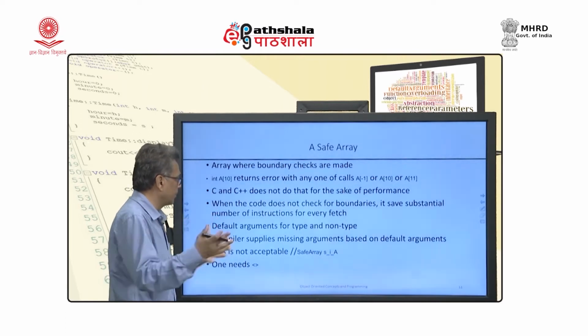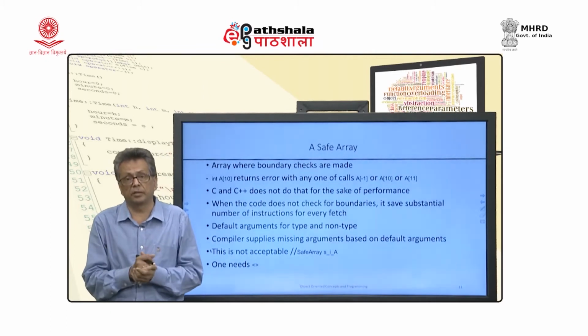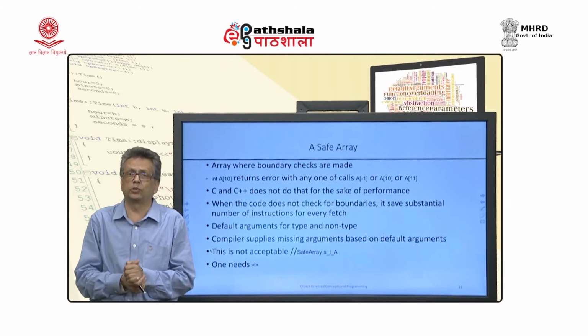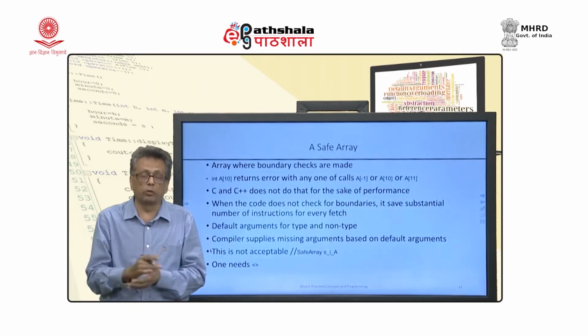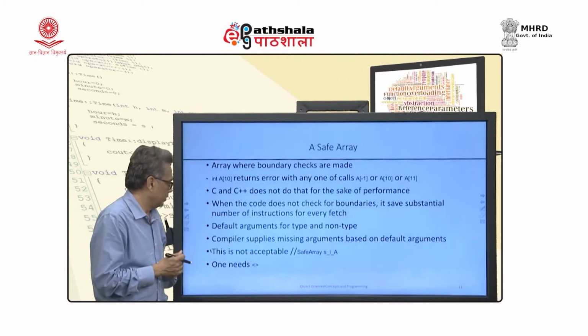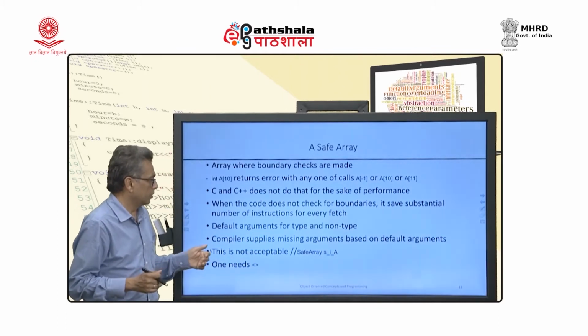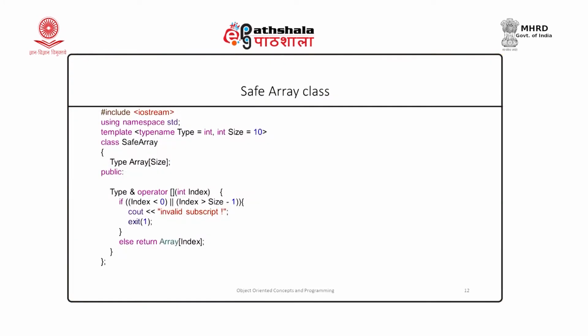This program, which comes next, also talks about how you provide default arguments. We have seen that function templates also provide default arguments now, but if you are using an older compiler, function templates will not provide them, while class templates anyway do. So, we are talking about them under class templates. Here is how the safe array is defined and used.